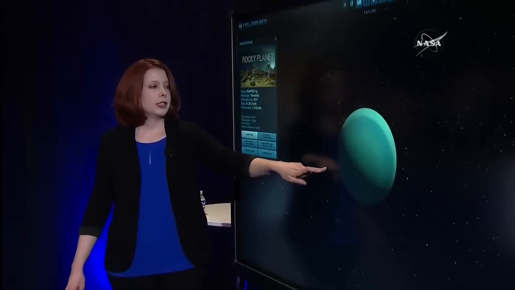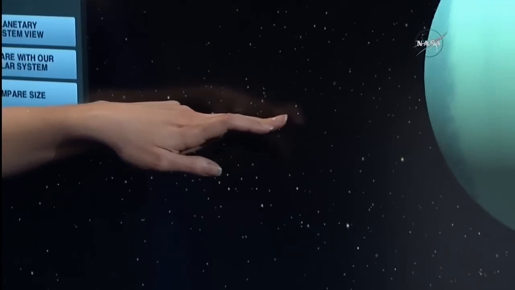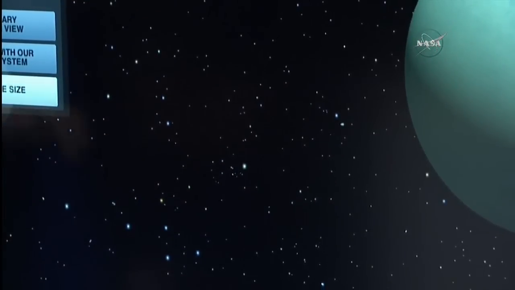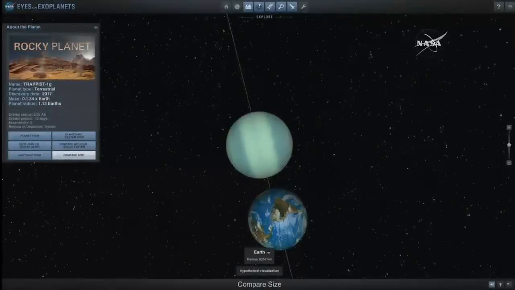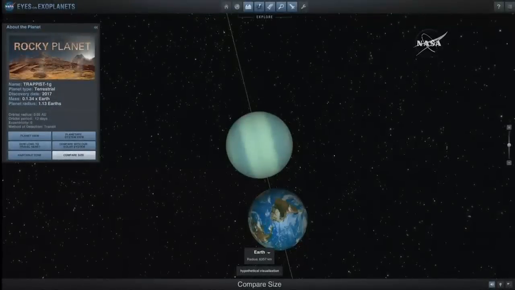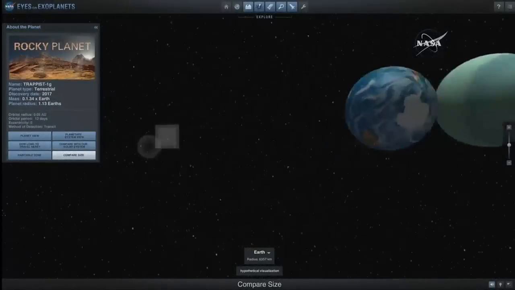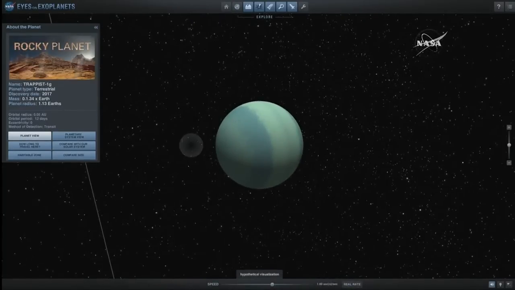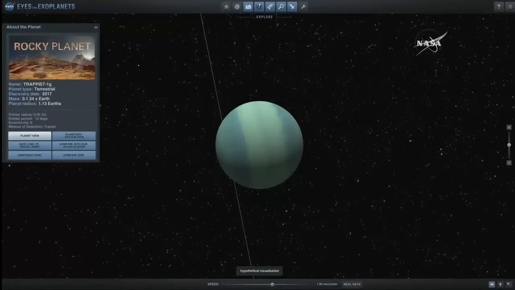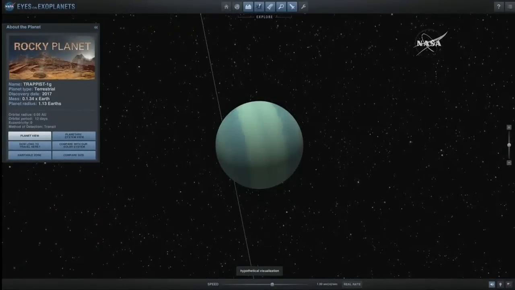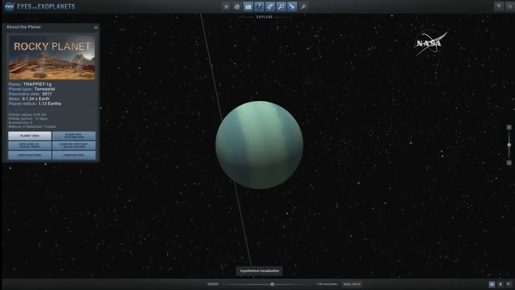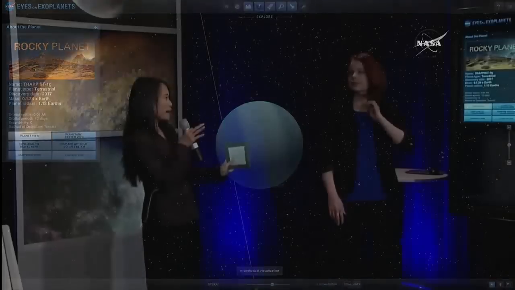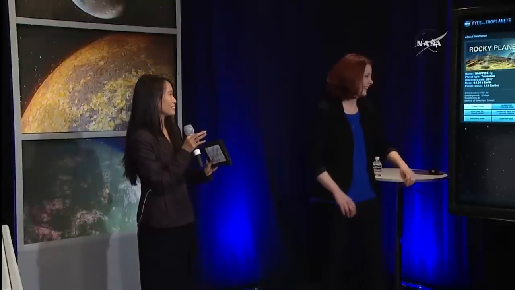Now, TRAPPIST-1g is the largest planet in the TRAPPIST-1 system. It's about 13% larger in radius than Earth, as you can see in this comparison here. And it receives about the same amount of starlight as somewhere in between Mars and the asteroid belt in our own solar system. So while we don't have the technology yet to really travel to any of these planets, how long would it take to travel here?